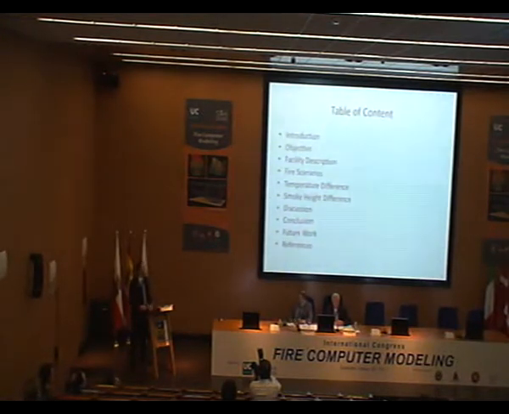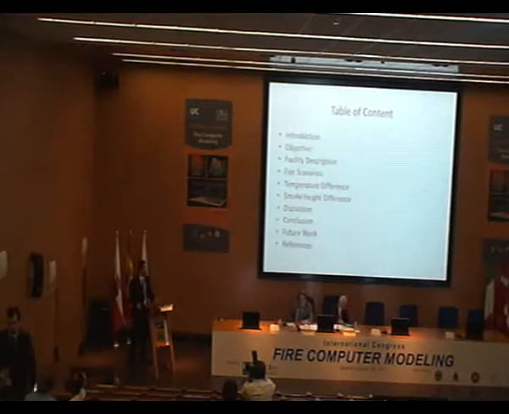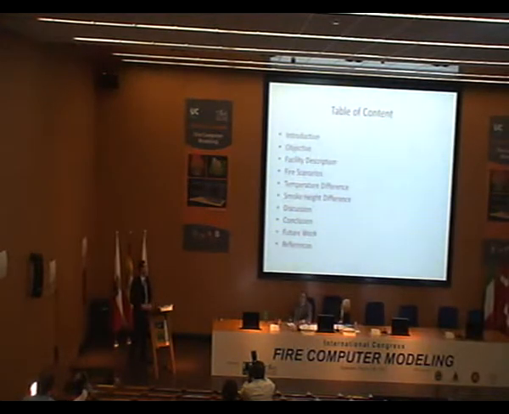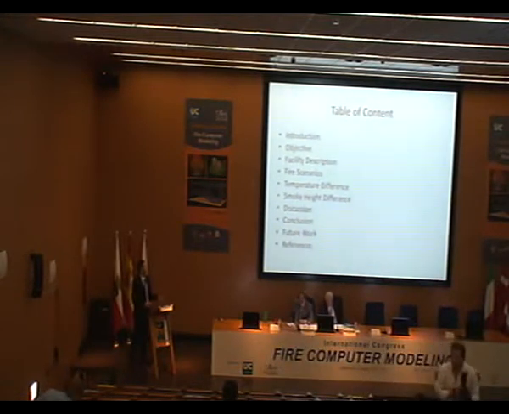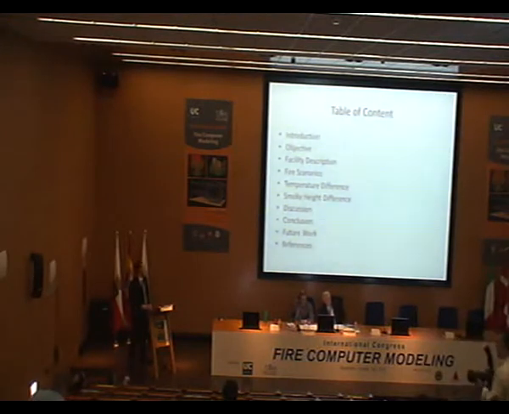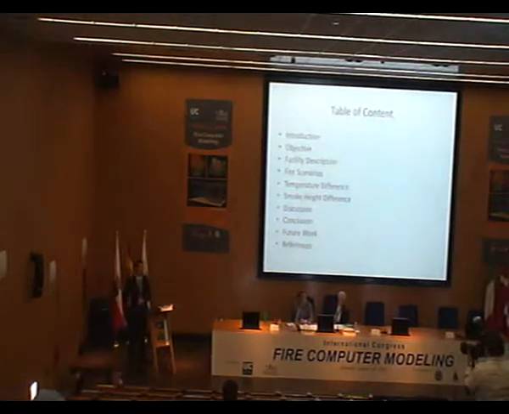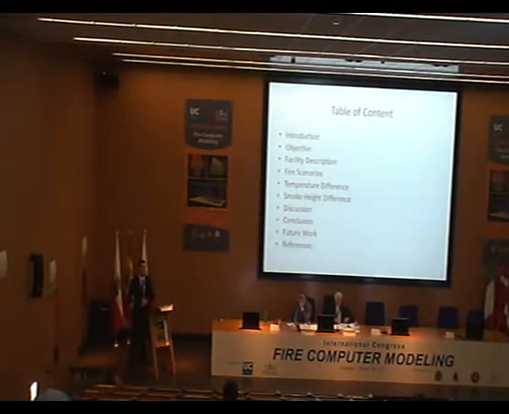First, we're going to have a brief introduction about the compartment fire in an atrium and relevant correlations. We're going to talk about our objective and what our goal was for this research, and talk about the facility. Carleton University has a big facility in Canada, a big fire lab. We're going to talk about the different fire scenarios we considered for this research, and talk about the temperature differences during the experiments and compare them with the simulation results and the correlations. Then the smoke height differences as well as the temperature differences, with a comparison to simulation and correlation as well. We'll discuss our results, conclude everything, and talk about our future work.